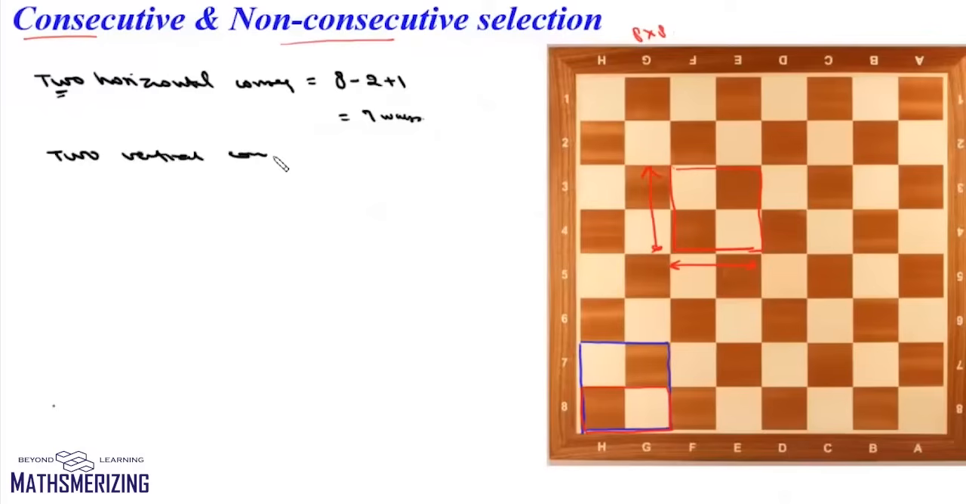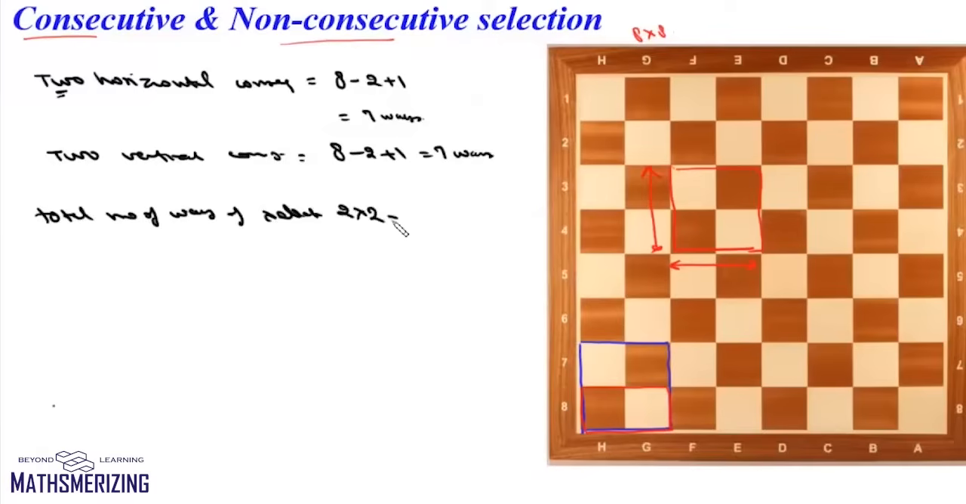Vertical consecutive squares. So again we have 8 squares and we need to select 2 consecutive. It can be done in 8 minus 2 plus 1, which again is 7 ways. So the total number of ways of selecting 2 cross 2 squares will be 7 into 7, and there will be 49 ways. So on a chessboard we can select 2 cross 2 squares in 49 ways.